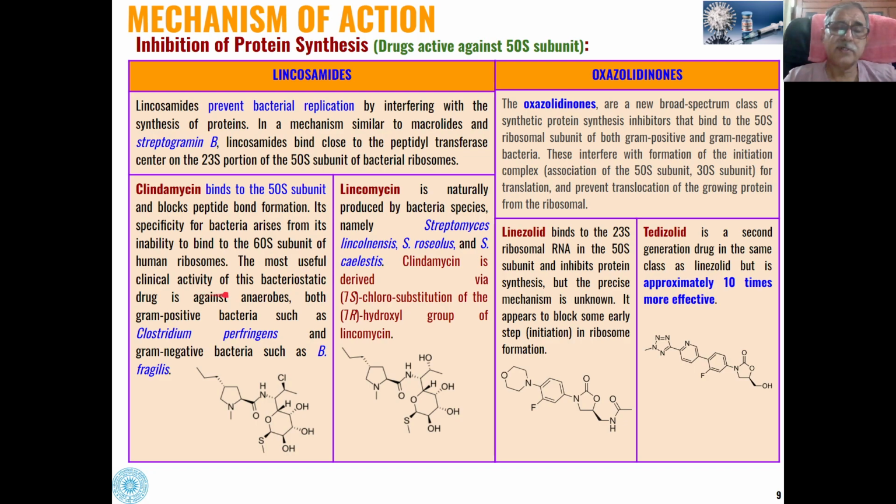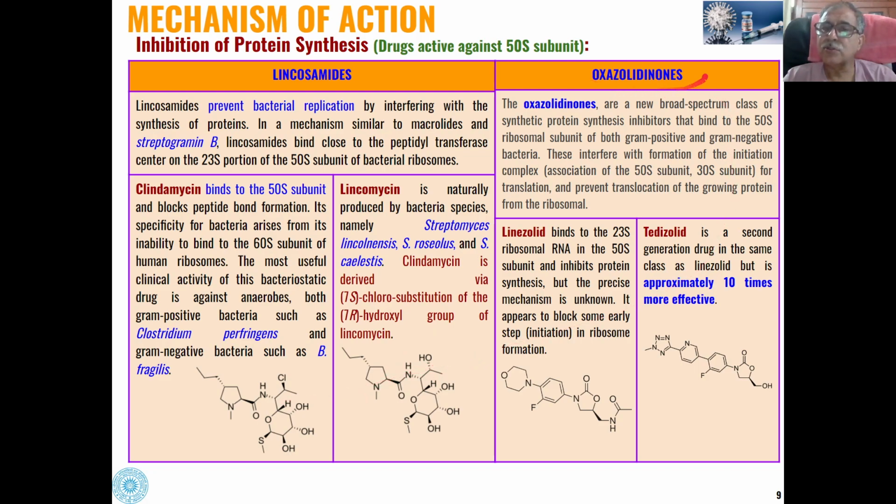The most useful clinical activity of this bacteriostatic drug is against anaerobes, both gram-positive bacteria as well as gram-negative bacteria such as Clostridium or Bacillus. Then lincomycin is naturally produced and this can be converted into clindamycin. So as you can see, clindamycin is derived via 7S chloro substitution of this hydroxyl group of lincomycin.